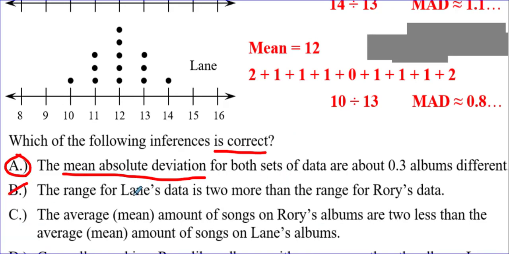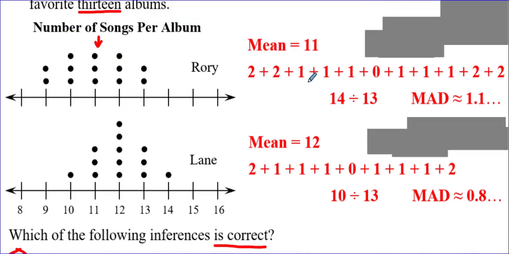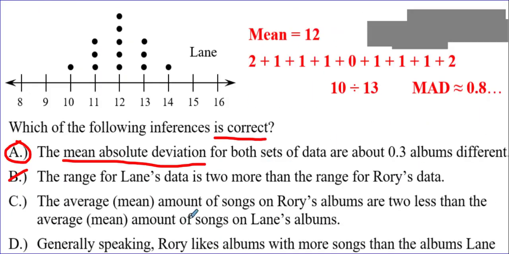So, no, choice B is wrong. The average, the mean amount of songs on Rory's is 2 less than the mean for Lane's. No, they're only 1 less than, not 2 less than. So, nope, choice C is wrong.